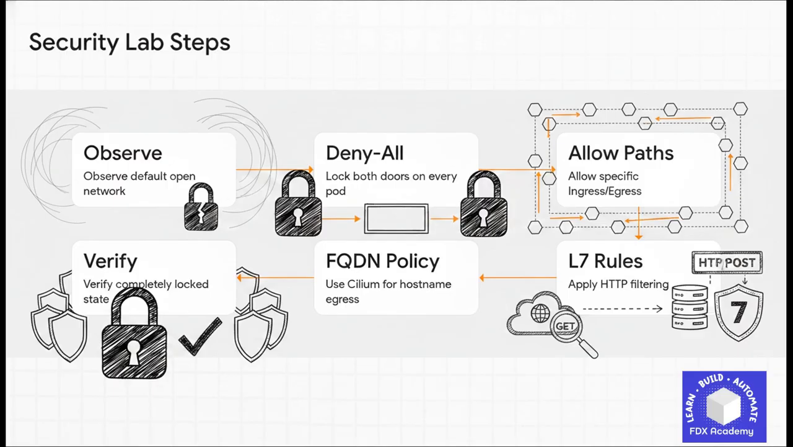Step 4 is where we apply those advanced Cilium Layer 7 policies to lock down HTTP methods. Step 5 brings in Cilium's FQDN policy to safely allow external egress by hostname. And finally, Step 6 is rigorously verifying our perfectly locked down, rock-solid state.